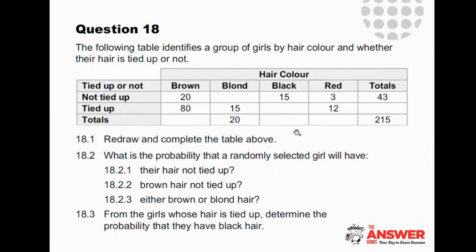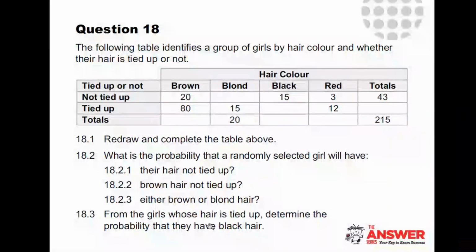Now, I would do this with grade 10 because it should be done with grade 9s and they haven't done it yet. So I would do simple two-way tables with grade 10s. They're not difficult to do at all. But you've got to know which cells you are using. If you want their hair not tied up, it's this entire row over the total. If you want brown hair not tied up, it's just that cell over the total.